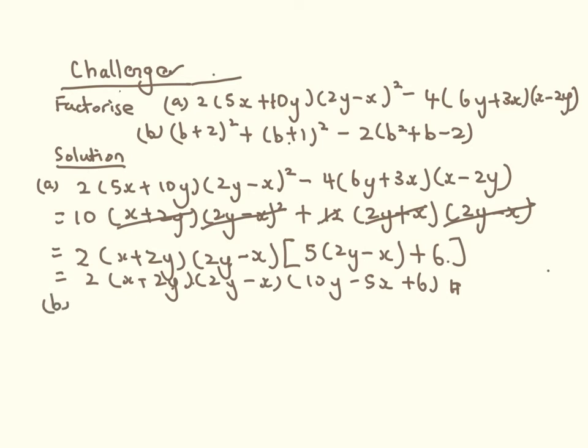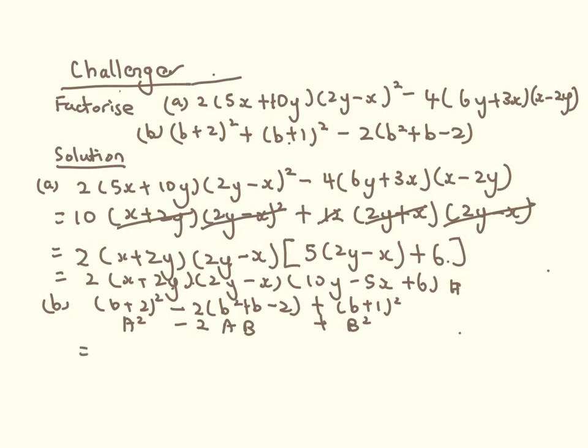Okay, for part B, now it appears hard, but I'm going to rearrange it. Now you have seen the pattern, A squared minus 2AB plus B squared. Okay, so what is the answer for factorization? Now you realize that your capital A is b plus 2. And what is your capital B? It's b plus 1. So when you factorize this, it will be A minus B whole thing squared.